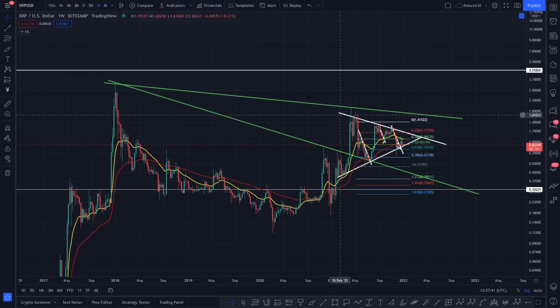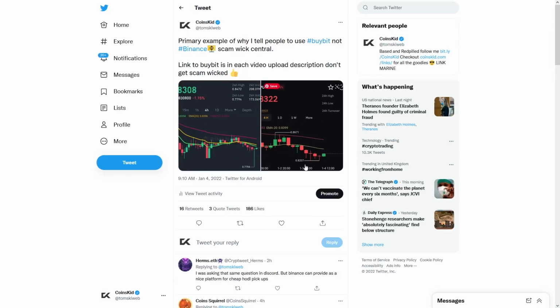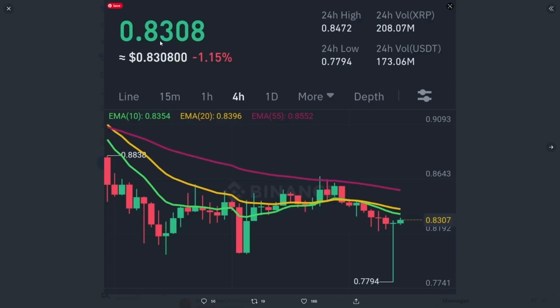So basically here, yesterday, if I show you this tweet, there was a bit of a drawdown on XRP, but you can see this is why I say to people, look, use Bybit. If you're going to use any exchange, use Bybit because you don't get them scam wicks. And you can see here, this is Binance, and the low on the USDT pairing was 77 cents 94, around about 78 cents.